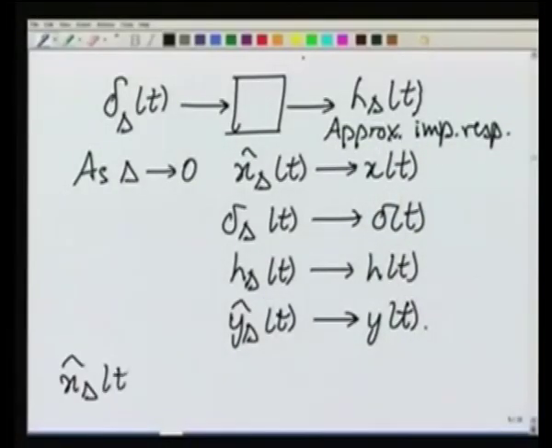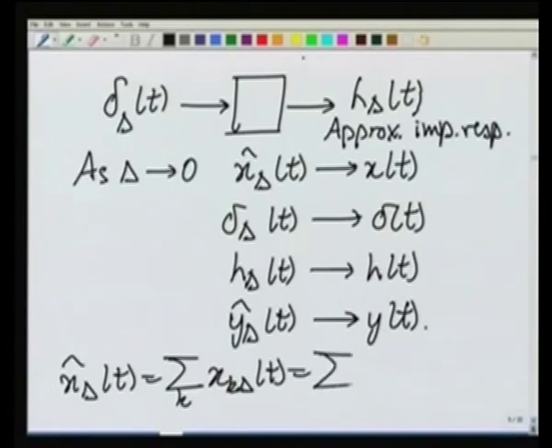We already have an expression that we can construct for the approximate representation. The approximate representation said that x hat delta of t was the sum over all k of x(k delta) times delta delta of (t minus k delta) times delta.